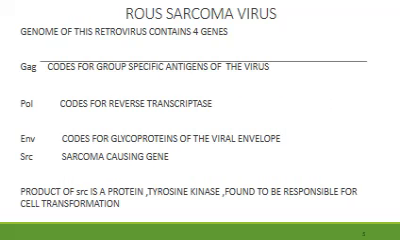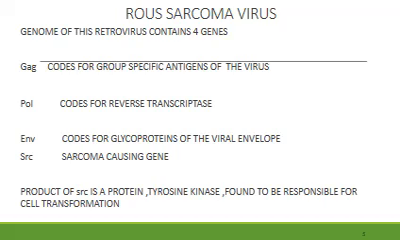Now if you take a virus like the Rous sarcoma virus, the genome of this retrovirus contains 4 genes. First gene is the GAG gene, which codes for group specific antigens of the virus. Second is the POL gene, which codes for reverse transcriptase. Third is the ENV gene, or the envelope gene, which codes for glycoproteins of the viral envelope. And lastly, we have the SRC gene, or the sarcoma causing gene.